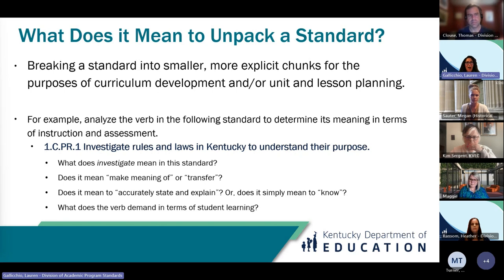So what does investigate actually mean in the standard? Does it mean make meaning of? Does it mean to transfer? Does it mean to accurately state and explain? Or does it simply mean to know? What does a verb demand in terms of student learning?